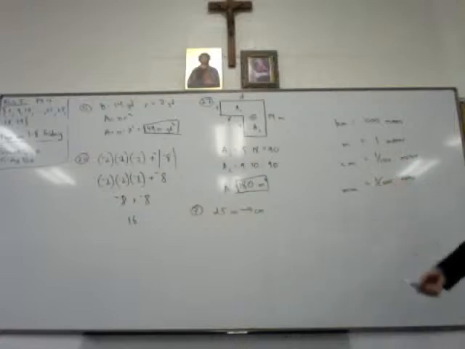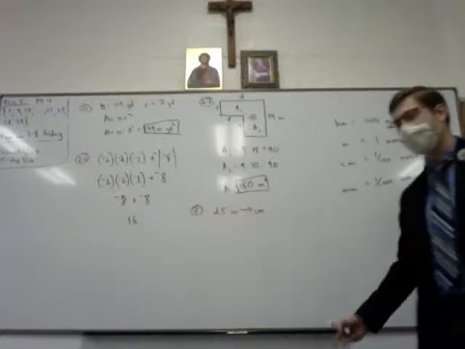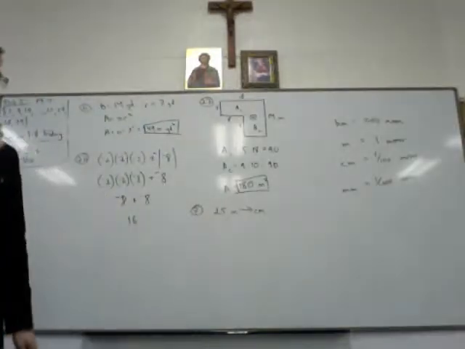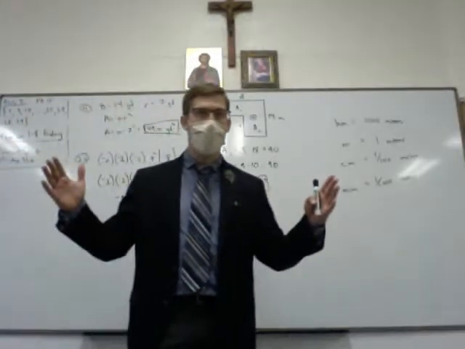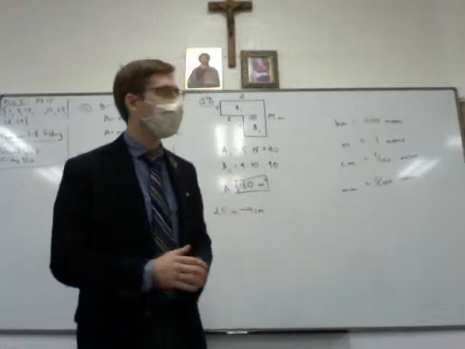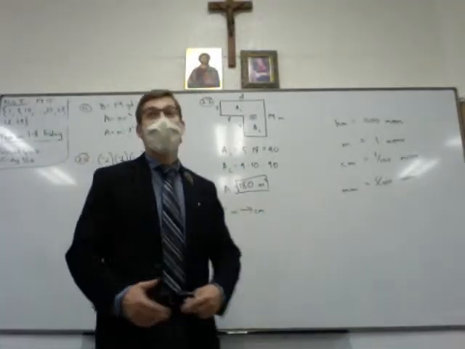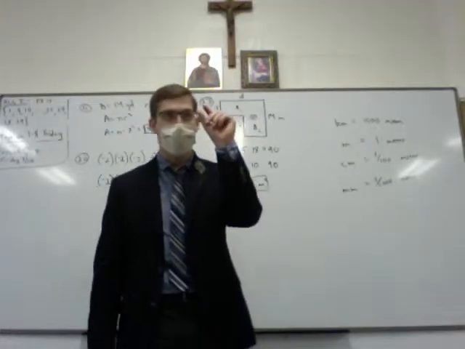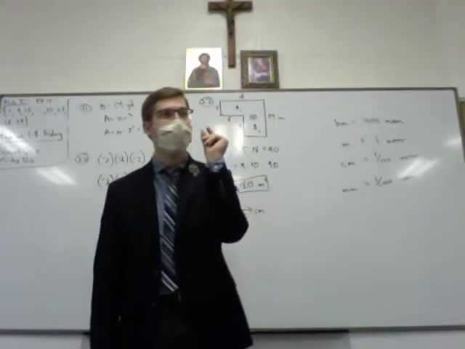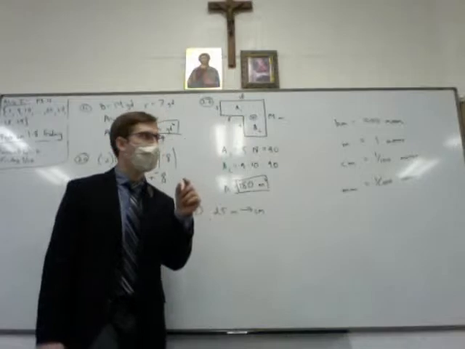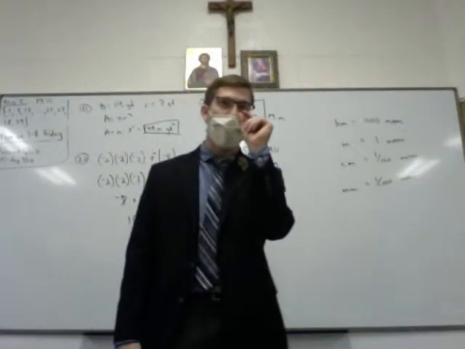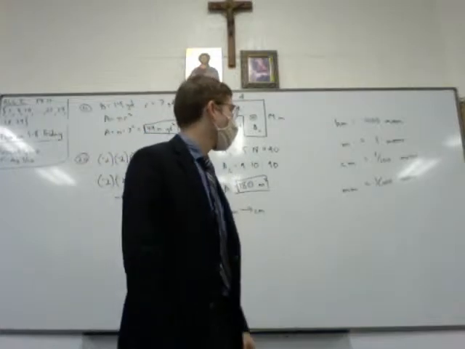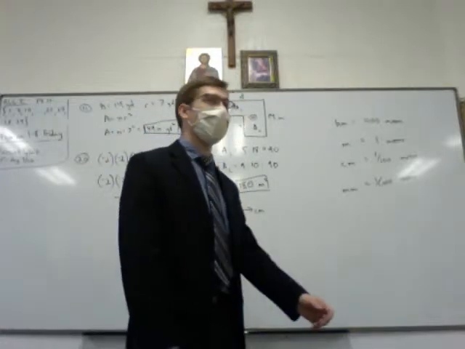So a kilometer, remember, is on the same sort of scale as a mile. A kilometer is about half a mile. A meter is about a yard, a little over 3 feet. So a kilometer is a long distance, 1,000 meters. A centimeter is a small thing, roughly on the same scale as an inch. There's 2.5 centimeters in an inch. A millimeter is even smaller than that. There's 10 millimeters in a centimeter, 100 centimeters in a meter, 1,000 meters in a kilometer.